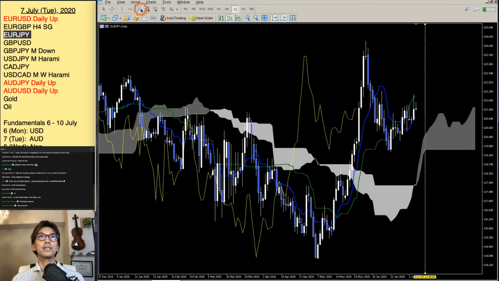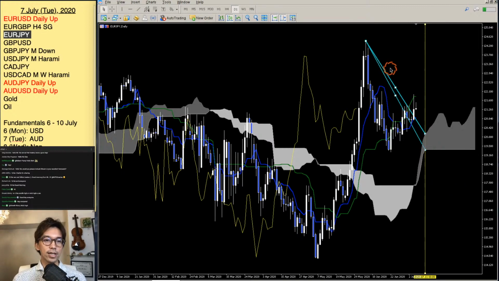So let me create the lines. First, from the tip of the wick pointing upwards to Senko span A, and also another one from the tip of the wick to Senko span B. Okay, and these blue lines are called forecast lines.